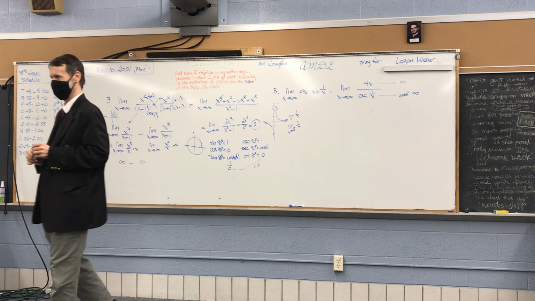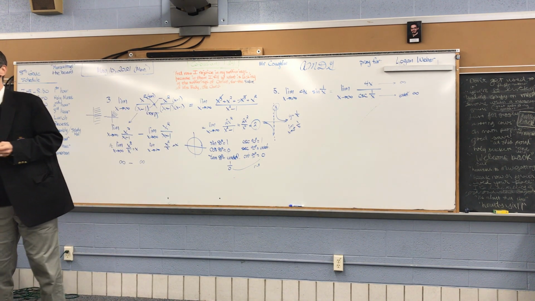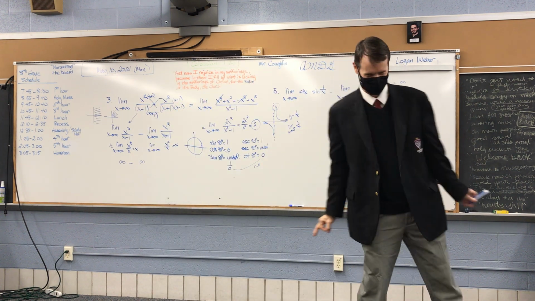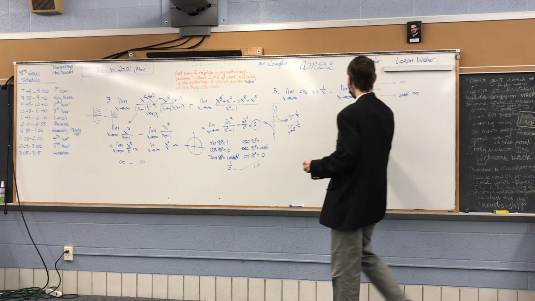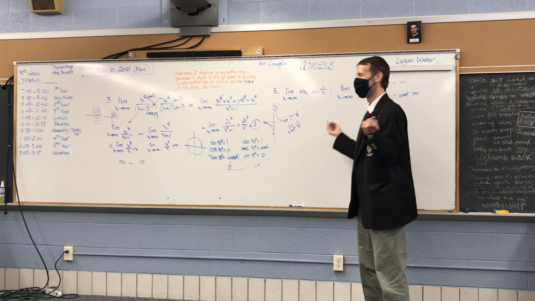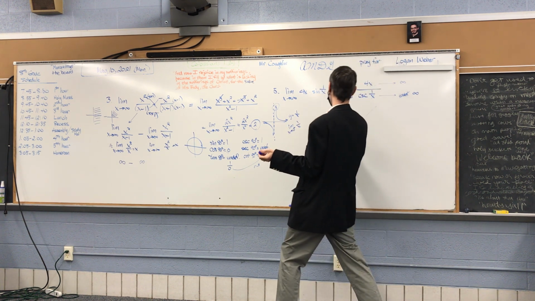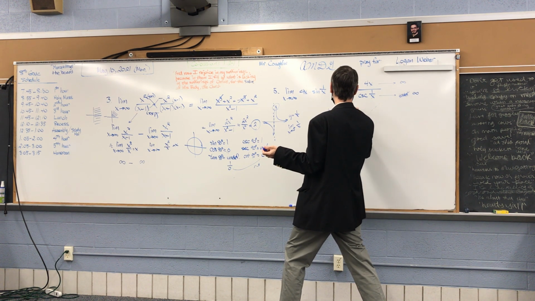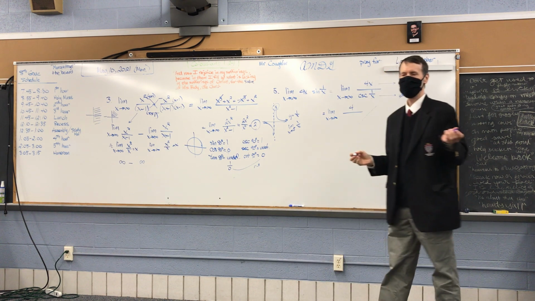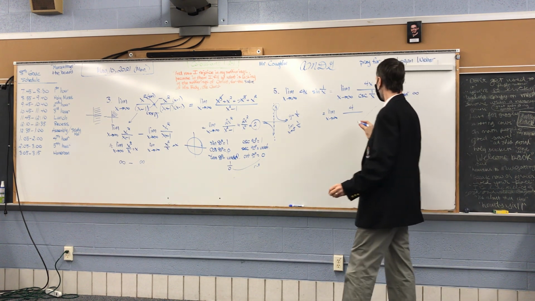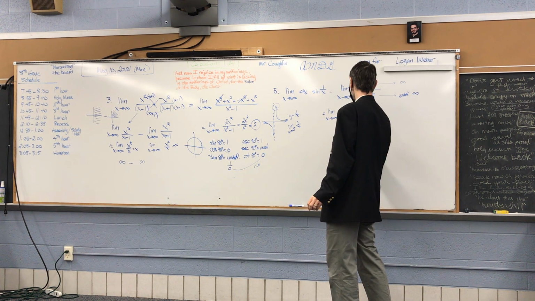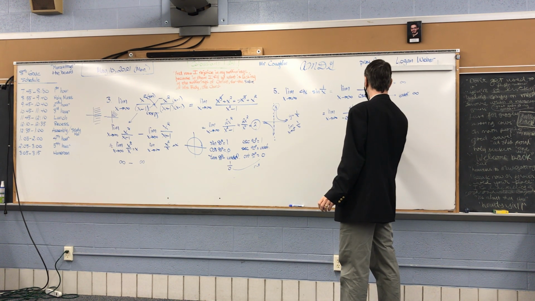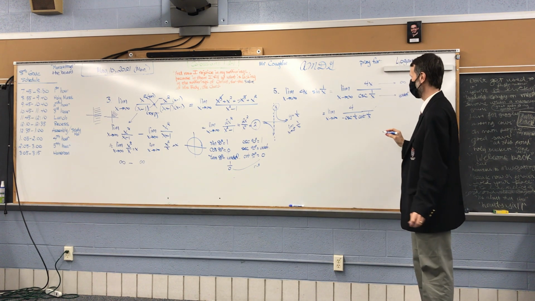Guess what we can use now? L'Hopital's rule. How does it work? Derivative. What's the derivative of the top? Yeah, the derivative of the top is 4. Let's see, anyone remember the derivative of cosecant? Negative cosecant cotangent. Yeah, negative cosecant cotangent. See what that does.